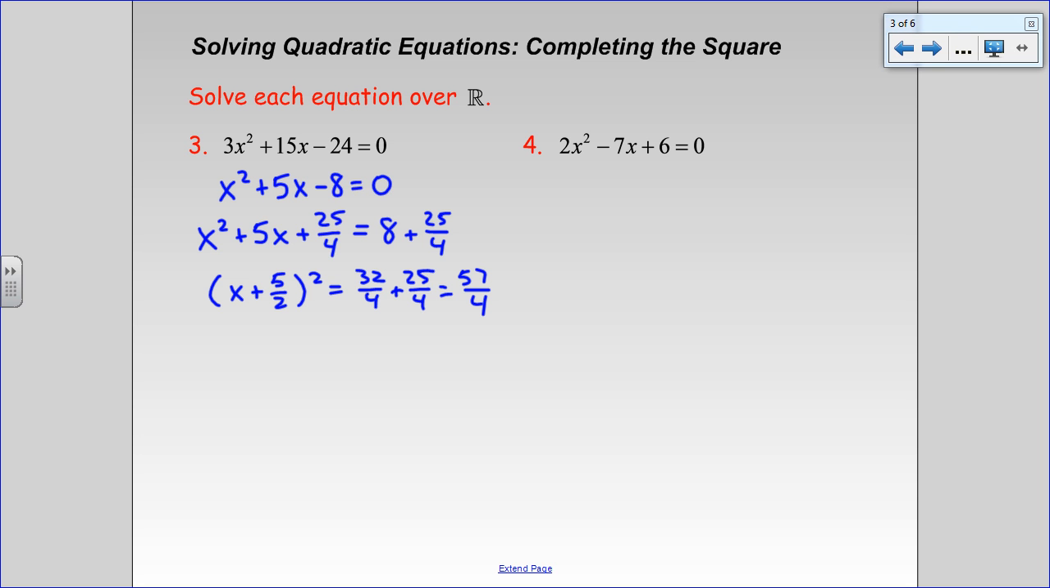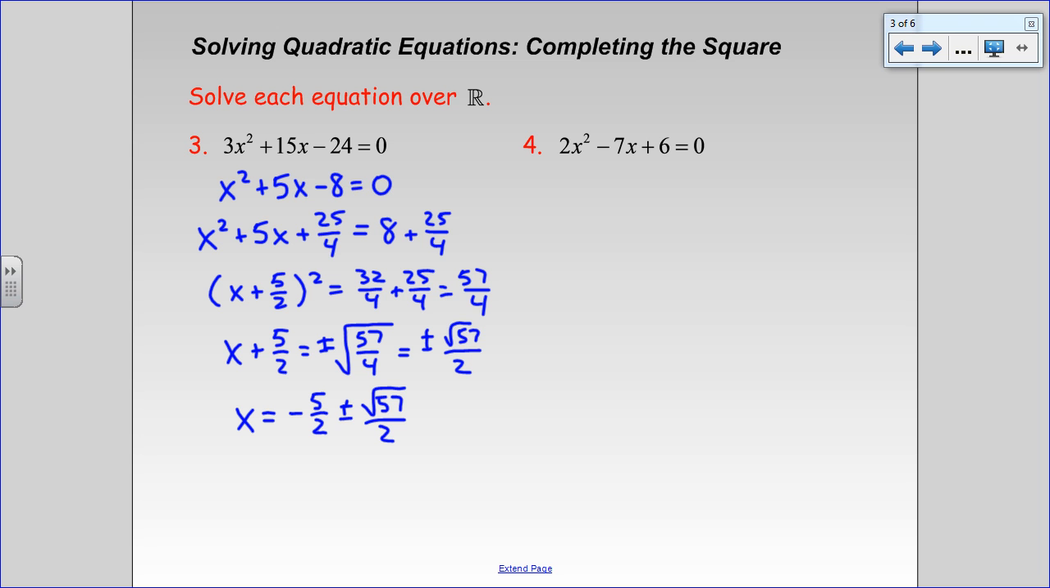Now we can use the principle of square roots. Take the square root of both sides of the equation. We have x plus 5 over 2 equals plus or minus the square root of 57 over 4. And simplifying the square root of 4, we have plus or minus the square root of 57 over 2. Now subtracting 5 over 2 from both sides, we have x equals negative 5 over 2 plus or minus the square root of 57 over 2.